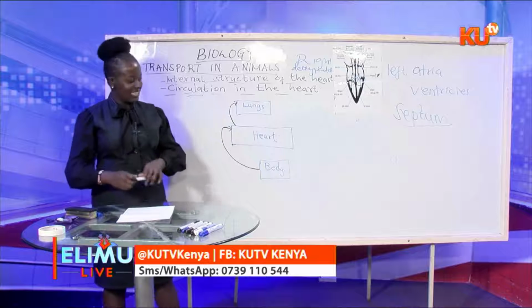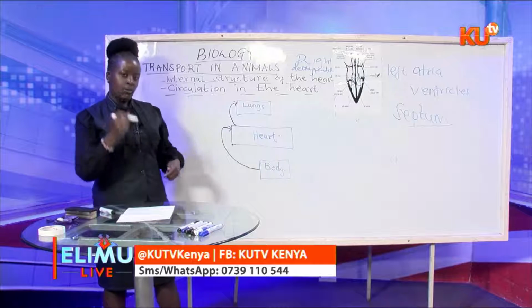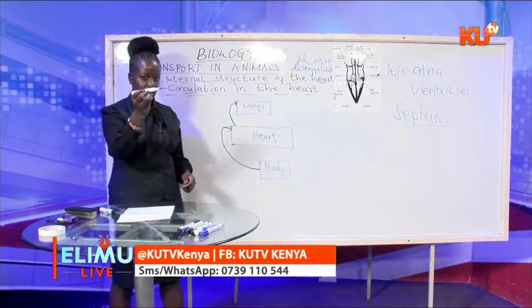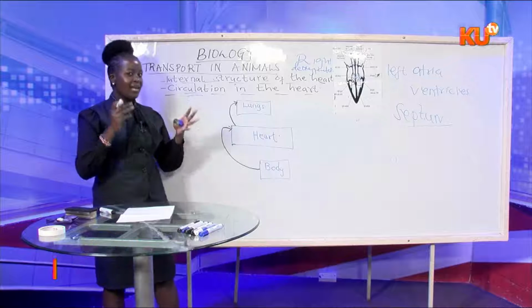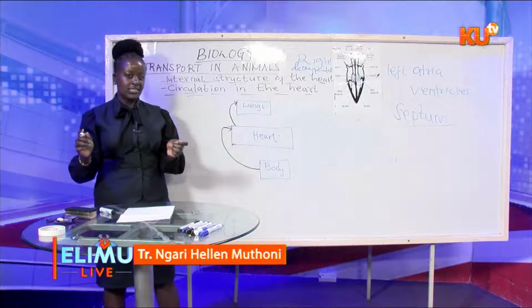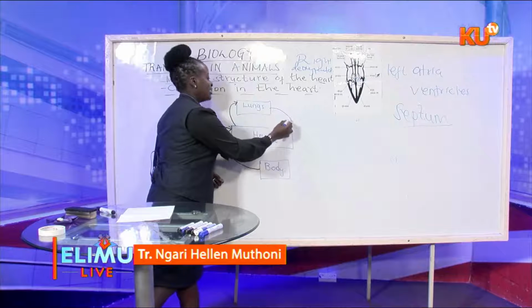Now, when it reaches the lungs, it will be oxygenated. We're going to use the blue shade to represent oxygenated blood. So blood that is rich in oxygen is taken from the lungs back to the heart again.